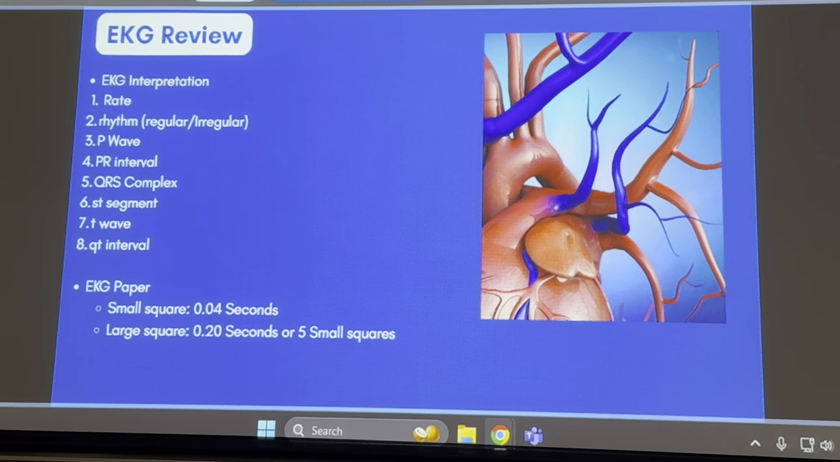QRS complex. What does that mean for us? What's our heart doing? It's the ventricular contraction. Good. Perfect. ST segment. What is that? It's between the S wave and the T wave, right? The ST segment, that little space.